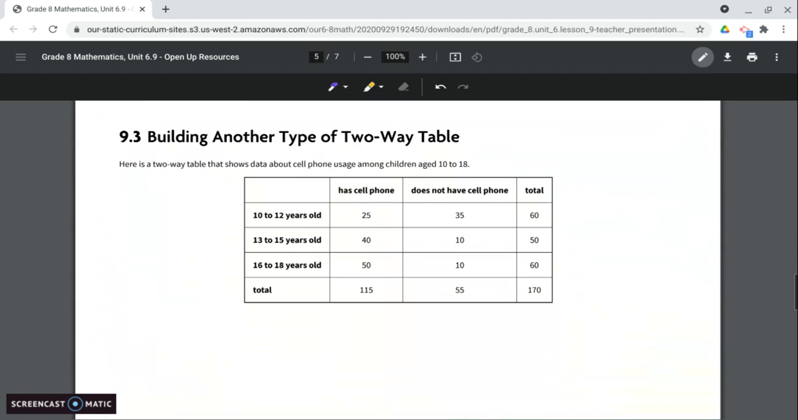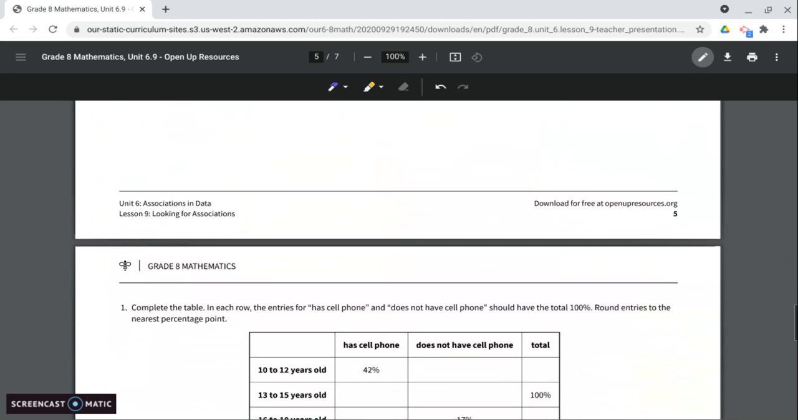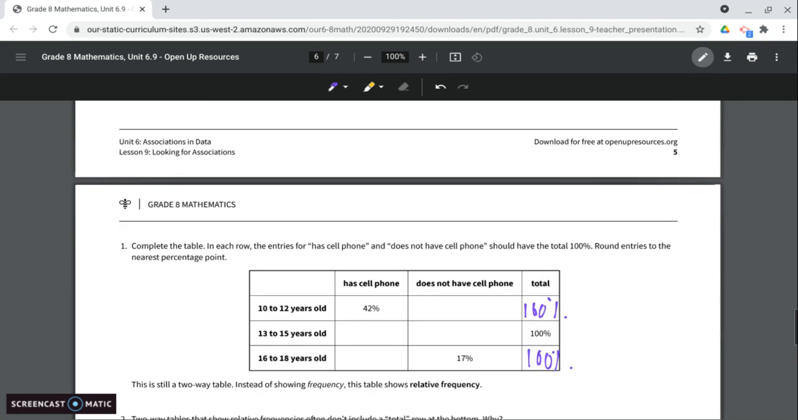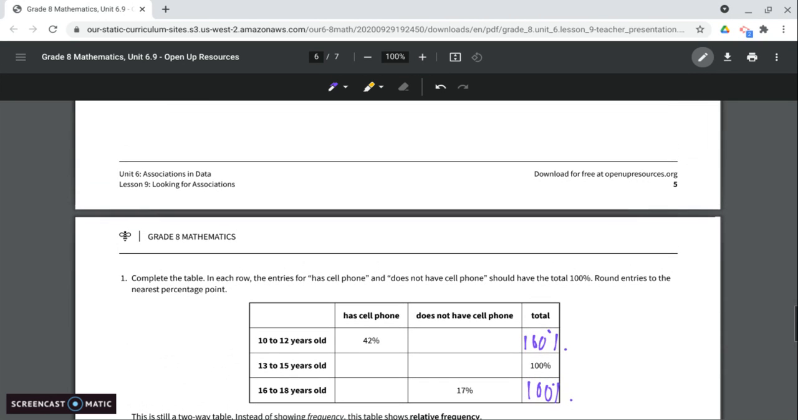So here is a two-way table that shows data about cell phone usage among children aged 10 to 18. What we want to do is complete the table. In each row, the entries for has a cell phone and does not have a cell phone should have a total of 100%. Round entries to the nearest percentage point. So this would be 100%, and this would also be 100%.